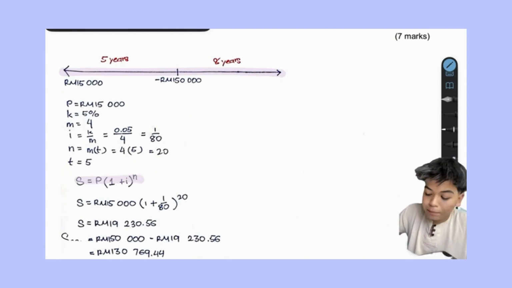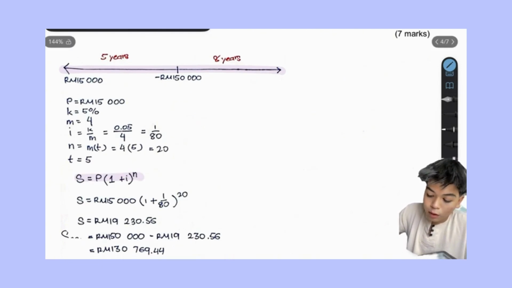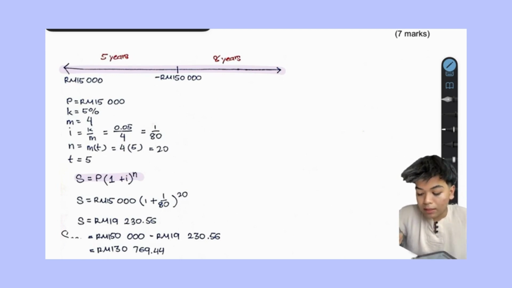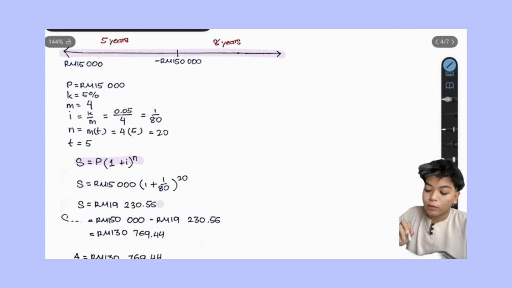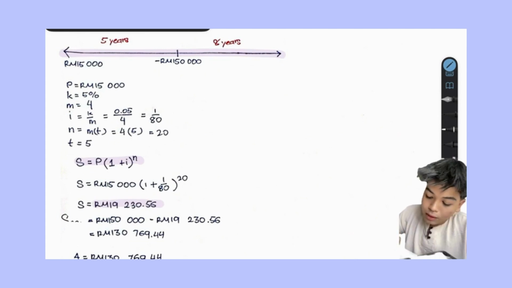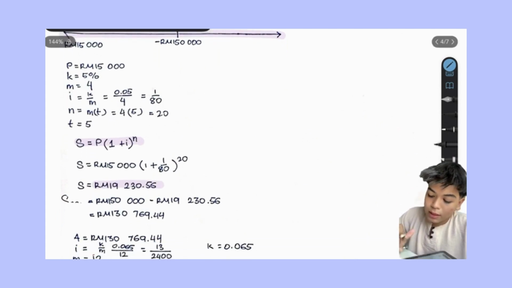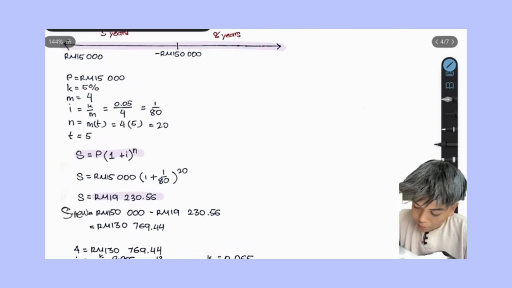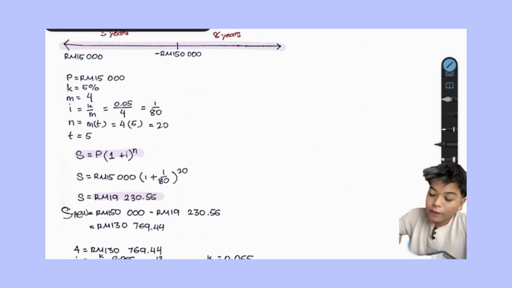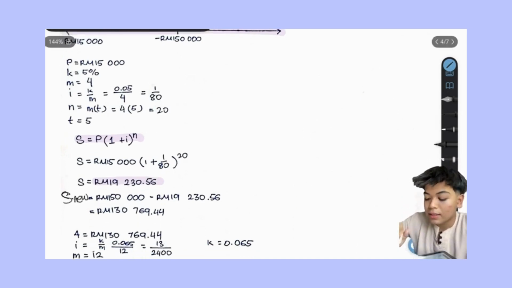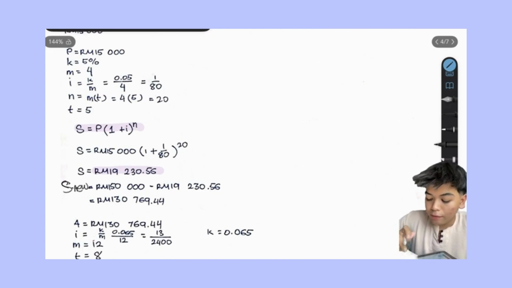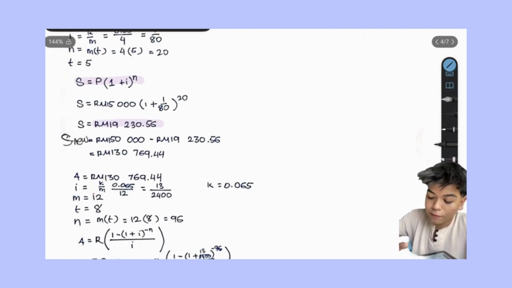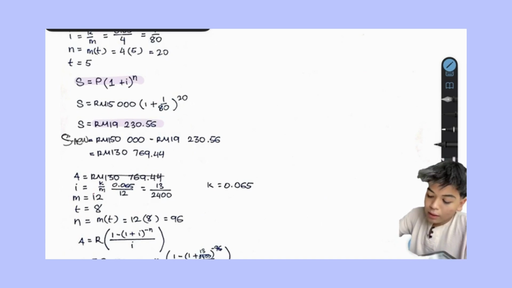So we use the formula P times (1 plus I) power of N. So we substitute all the values. We got S equals 15,000 times (1 plus 1 over 80) power of 20. So we got the value of S, 19,230.56. So we need to calculate the S new. So S new equals 150,000 minus 19,230.56. We got the S new, 130,769.44.